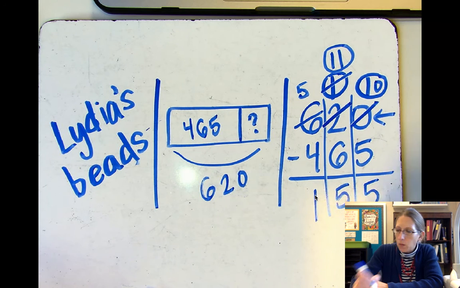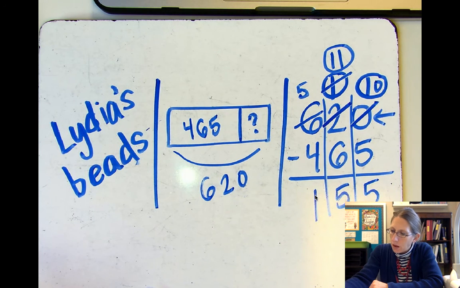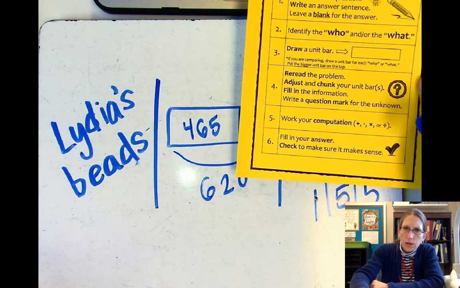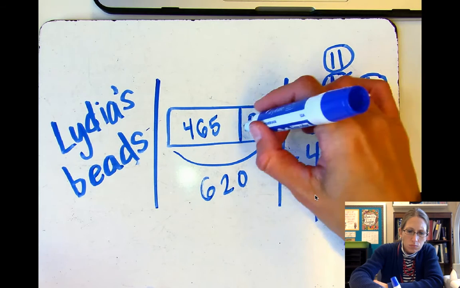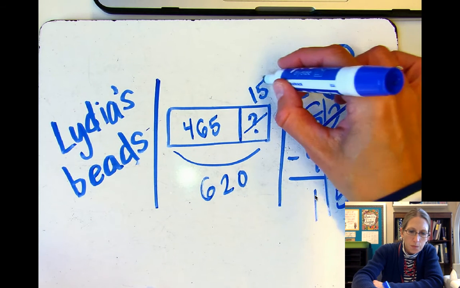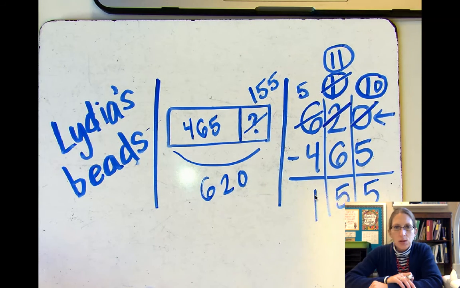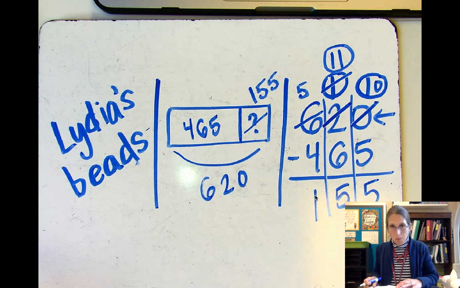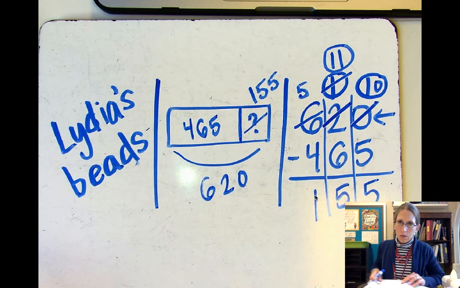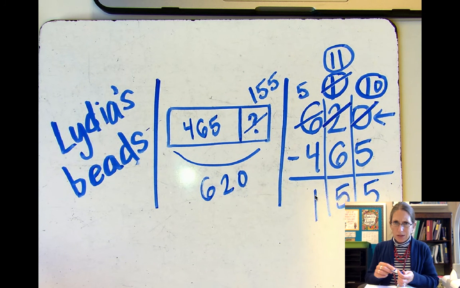Let's see if that would make sense. Step 6. Fill in your answer. Check to make sure it makes sense. Would that make sense that she needs 155 more beads? I think that would make sense.